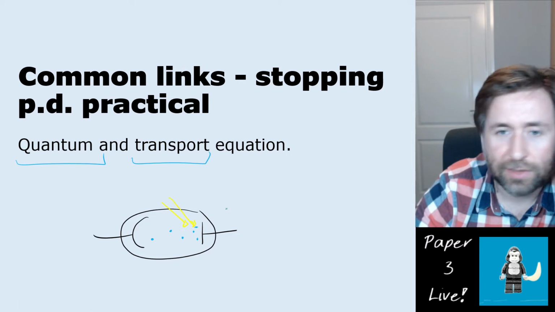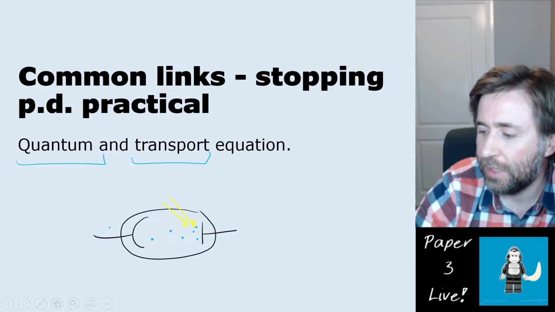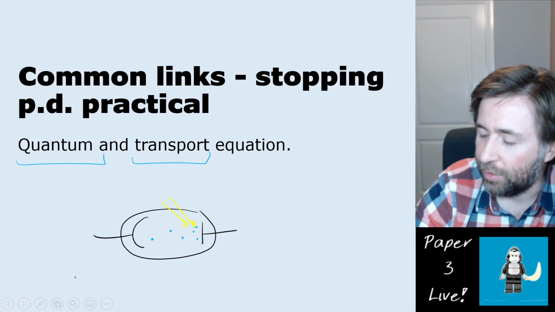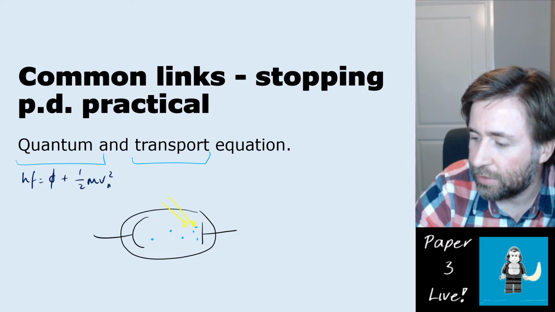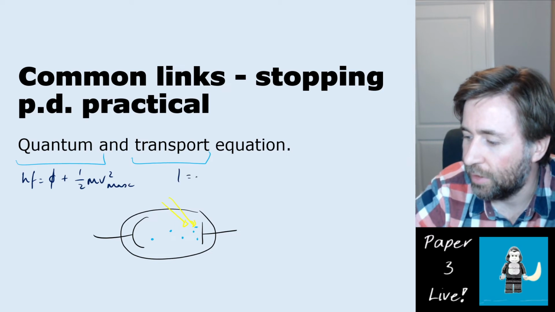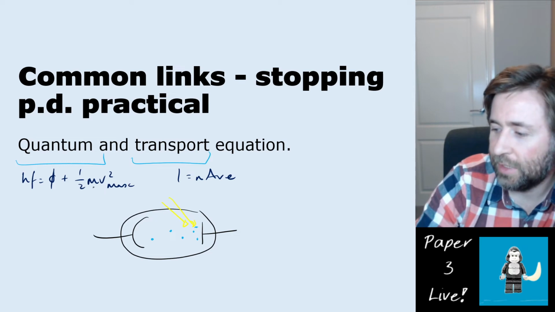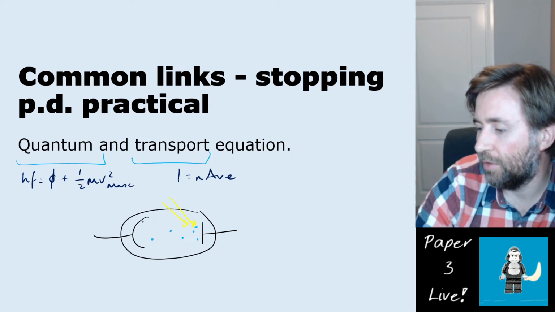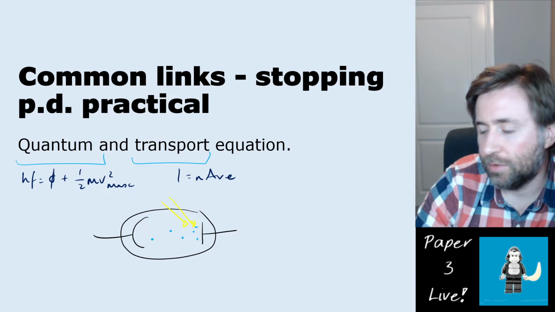So they could talk about the kinetic energy of those particles. They could talk about the number of those particles coming across. There's loads of different aspects of quantum they could do. They could make this part of the, well, it would very likely be hf equals phi plus a half mv squared max, and they could link that into I = nAvq, which is the transport equation. They could ask you to maybe work out the speed of these things, hence work out the number of charge carriers, the area of the thing, the measured current. There are loads of different ideas that you can do there.